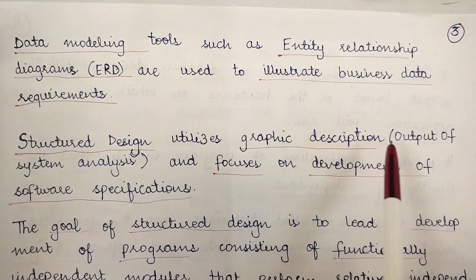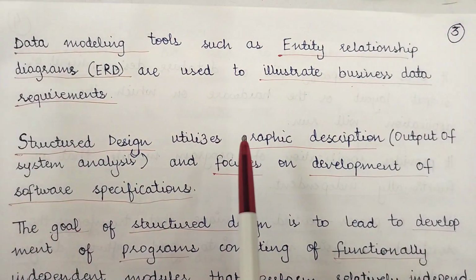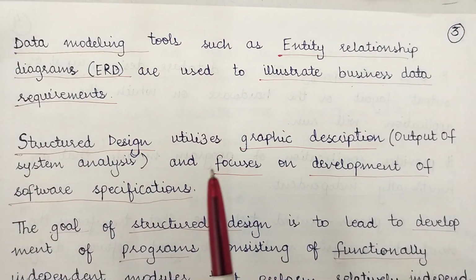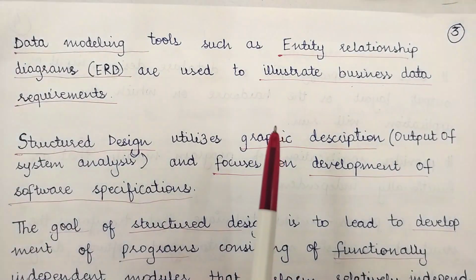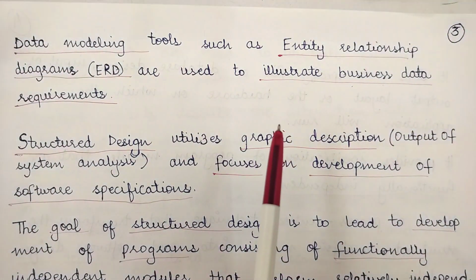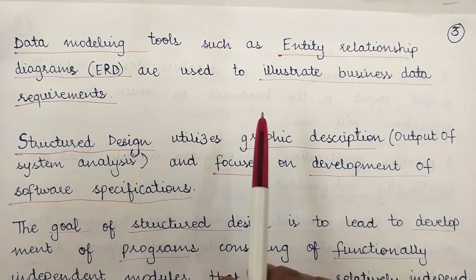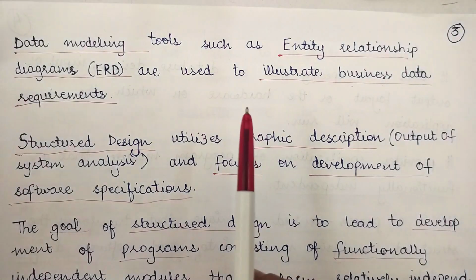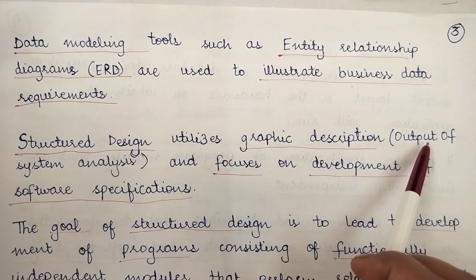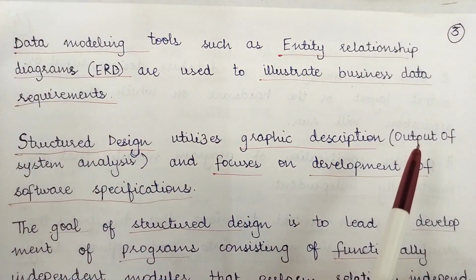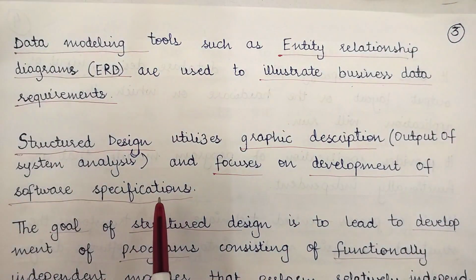And this graphic description is basically the output of system analysis. As I said that the phases are very much in sequence and you cannot go out of sequence. So it is only after structured analysis you can proceed on to structured design. You cannot do structured design before structured analysis. So the output of structured analysis, whatever is the output that has been achieved after the structured analysis phase, the structured design phase basically gives a graphical representation of that output derived from the structured analysis phase, and then it focuses on the development of software specifications.